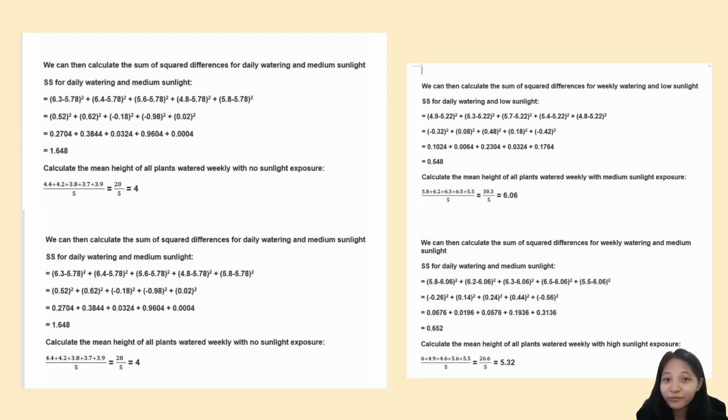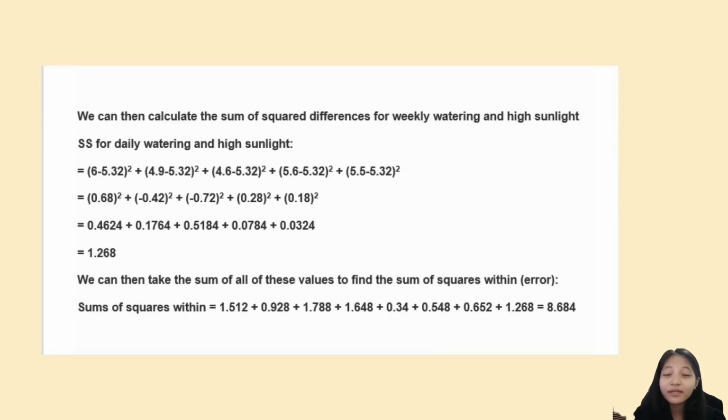So now that we have the mean, which is 5.32, we can then calculate the sum of square differences for factor B with high sunlight exposure. So 6 minus 5.32 squared plus 4.9 minus 5.32 squared plus 4.6 minus 5.32 squared plus 5.6 minus 5.32 squared plus 5.5 minus 5.32 squared equals 1.268. So 1.268 is the sum of square differences for factor B with high sunlight exposure.